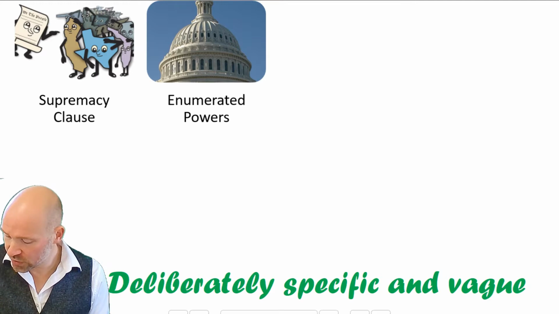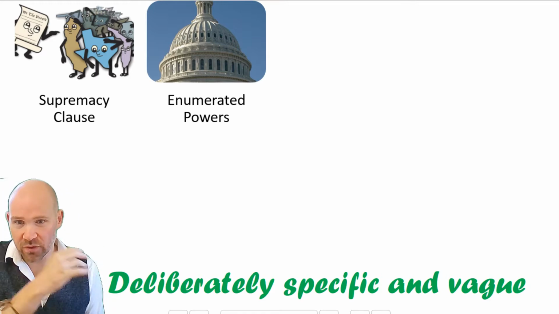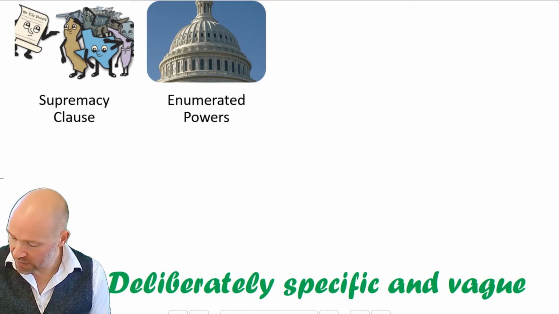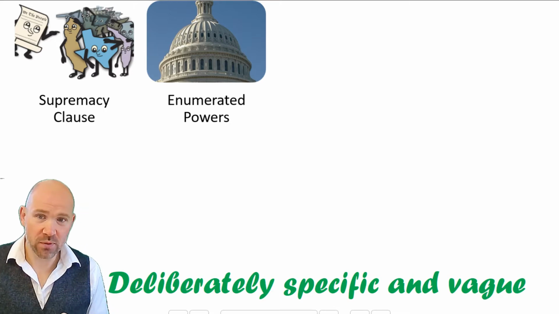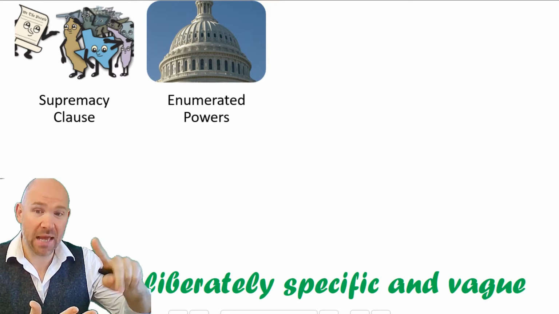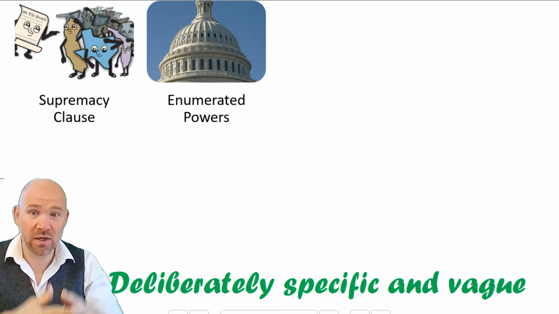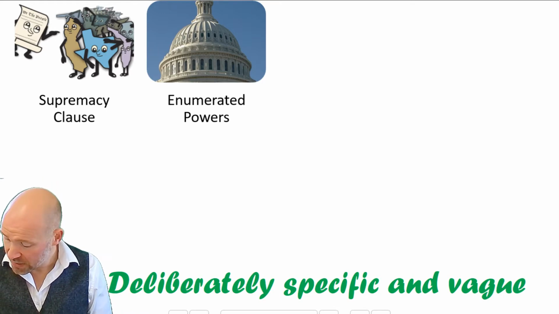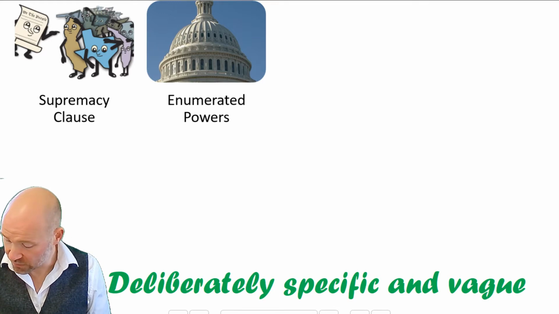The Constitution also contains specific enumerated powers. Now, I've got a little picture of Washington, D.C. there. An enumerated power is a power which is delegated to the federal government. And remember, the federal government is the president, the Supreme Court, and the legislature. All of those together are the federal government, the national government. And the enumerated powers are the ones which they specifically have, and that's in the first 3 articles of the Constitution.